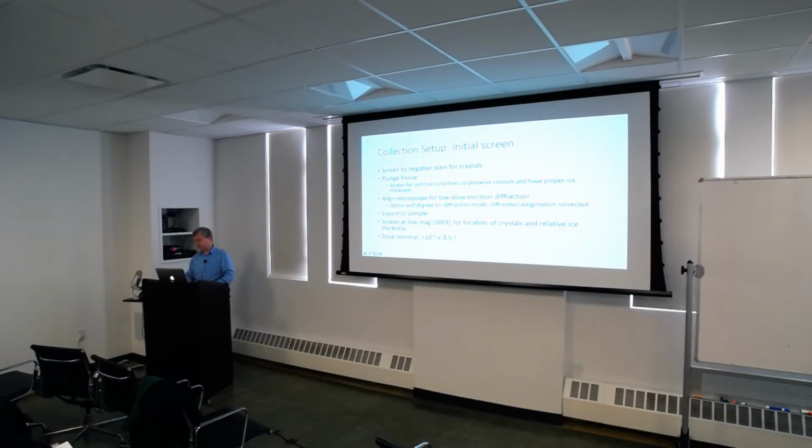You then have to have your scope aligned well for low dose electron diffraction. It's not that hard to do, but you do have to make sure that the optics are good for diffraction mode and that you don't have any diffraction astigmatism. It's an alignment that isn't done a lot, because a lot of people aren't collecting diffraction patterns. But if you are, you have to make sure that it is well aligned for diffraction imaging.